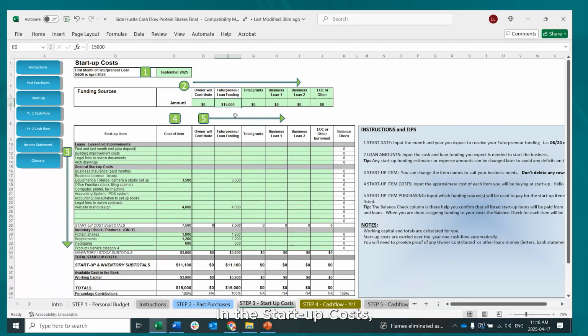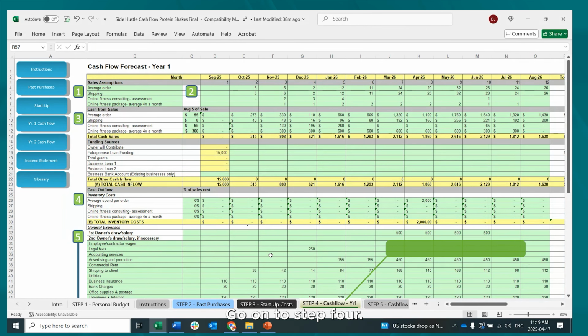In the startup cost, step 3, if you're coming to Futurpreneur to start a side hustle business, the maximum loan amount is $25,000. You still have access to a mentor. You can see after they have requested the dollars for their equipment, their website and branding, and inventory, they have a working capital of $3,900. Go on to step 4.